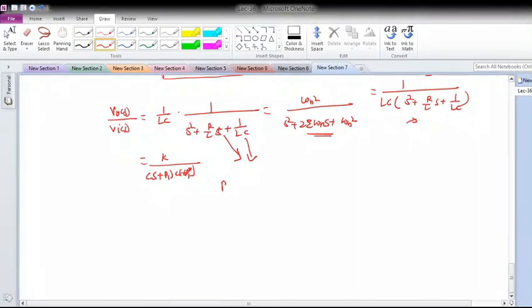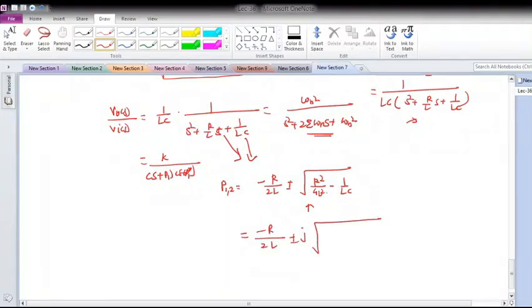Okay, so the roots are p1,2 is minus R upon 2L plus minus square root of R square upon 4L square minus 1 over LC, and I want this as a complex conjugate pair, so that also can be replaced by minus R upon 2L plus minus j, and this I'll make it negative, so I'll just shift it to 1 over LC minus R square upon 4L square. Okay, so if 1 over LC is greater than R square by 4L square, then we'll get the complex conjugate pair.